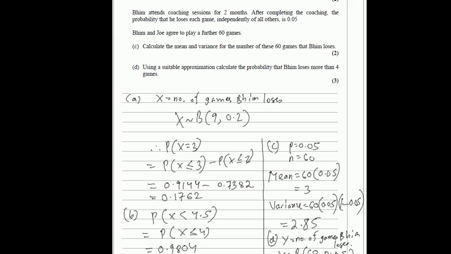Probability of A is greater than 4. That means probability of A is greater than or equal to 5. That means 1 minus probability of A is less than or equal to 4. The answer is 0.1847.